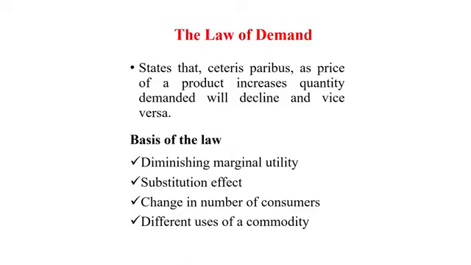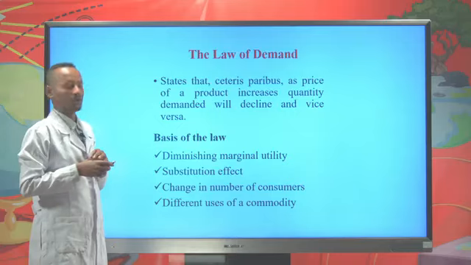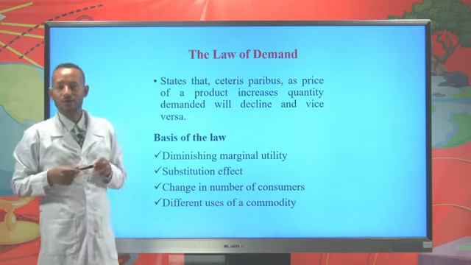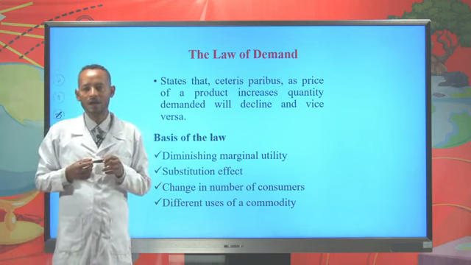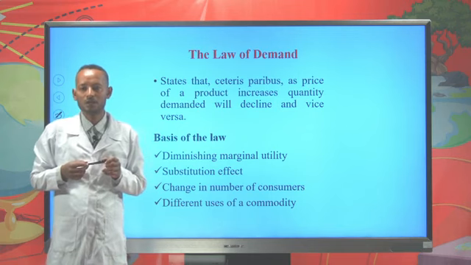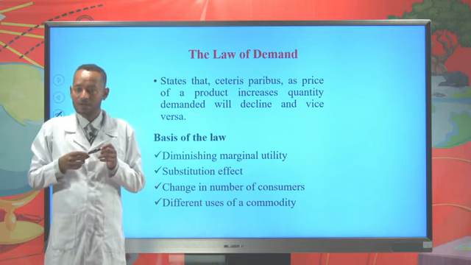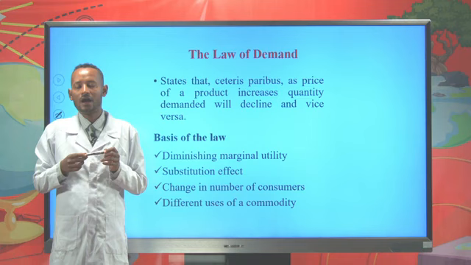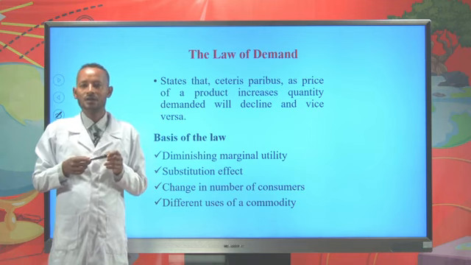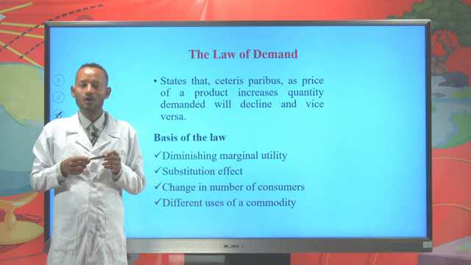This law is applied under preconditions or assumptions. That means other things must remain unchanged. If there is a change in other things, this law is not applicable. For example, if you have 10 birr and the price of an egg is 2 birr, and you spend the whole 10 birr on eggs, you can buy 5 eggs. But if you have 10 birr again, and the price of an egg increases from 2 birr to 5, then you will buy only 2 eggs.